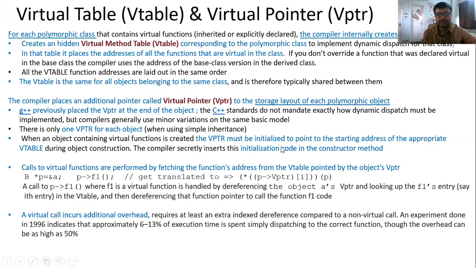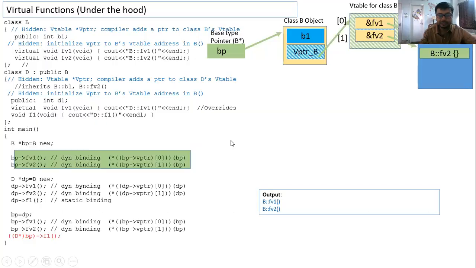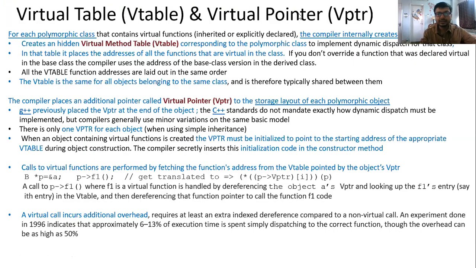This is done internally, and in our example we have also shown that the VPTR is placed at the bottom of the object layout in all the cases. We have also found out why this translation works and enables us to exhibit dynamic dispatch.